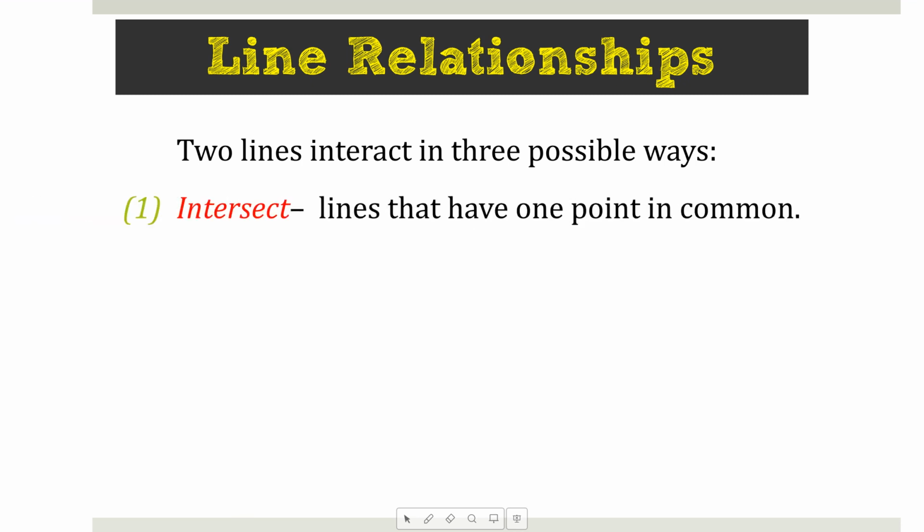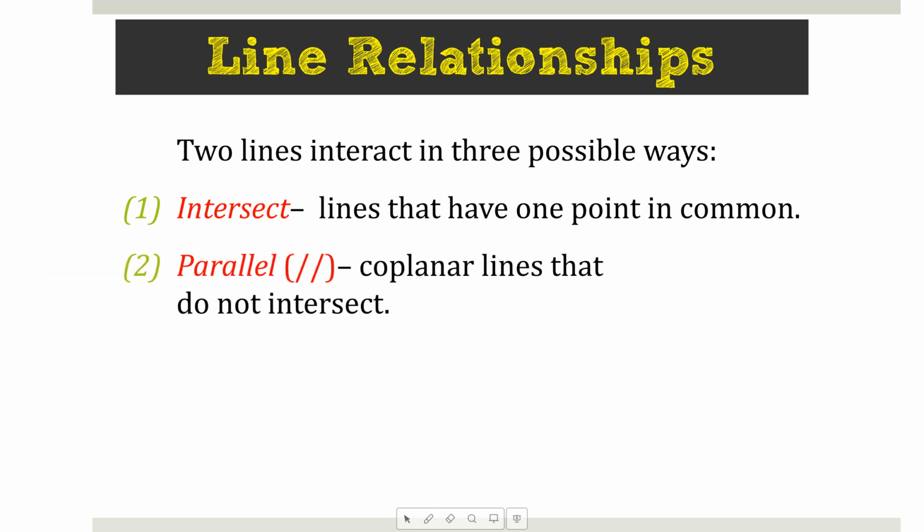So they could intersect, right? Have one point in common. Is it possible for two lines to intersect and have more than one point in common? No. They're parallel. New symbol: parallel, two little parallel segments next to each other. Train tracks. They do not intersect. You knew this already, right?